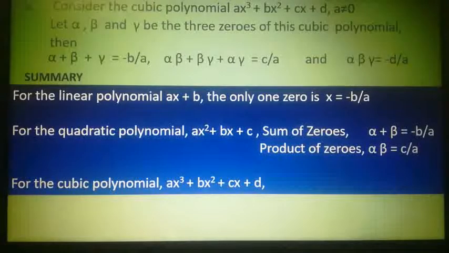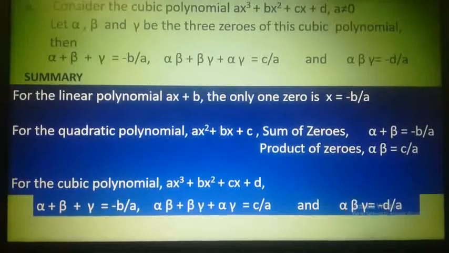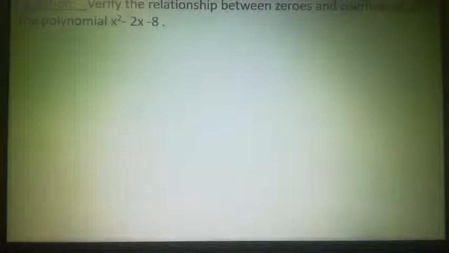And for the third degree polynomial ax cube plus bx square plus cx plus d, alpha plus beta plus gamma is given by negative b by a. Alpha beta plus beta gamma plus alpha gamma is c by a, and alpha into beta into gamma is given by negative d by a. So remember these three relations. Now let us apply the concept that you have seen so far in solving certain questions.